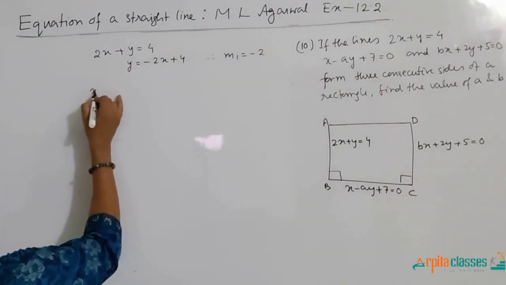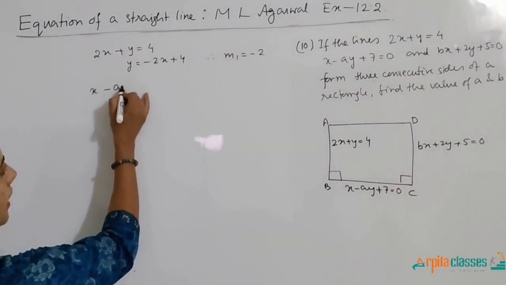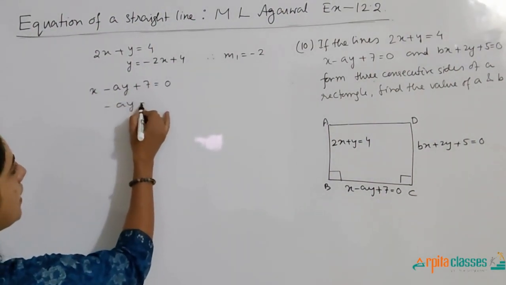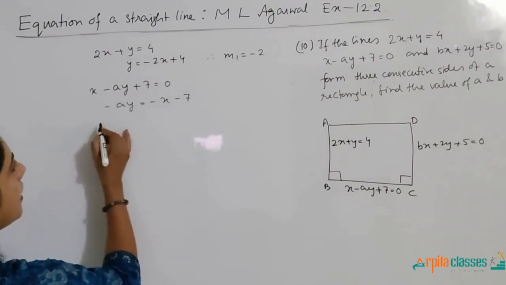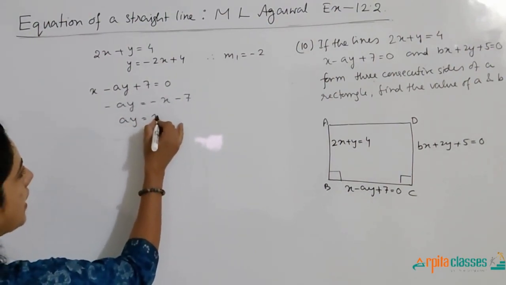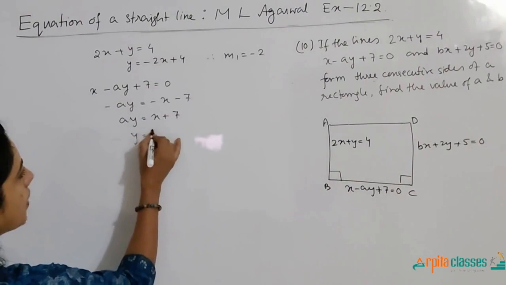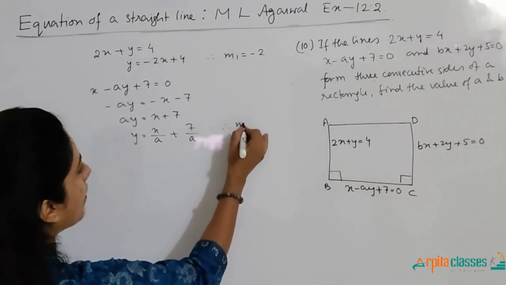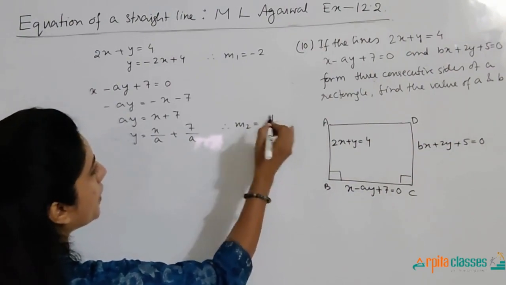Next, let us see the next equation. x minus ay plus 7 equal to 0. Minus ay is minus x minus 7. Therefore, ay is x plus 7 or y is equal to x by a plus 7 upon a. Therefore, m2 is equal to 1 upon a.